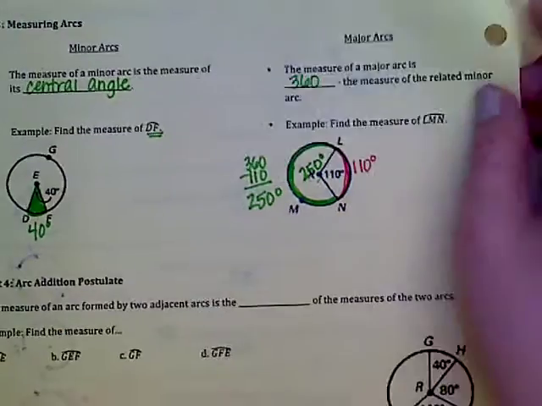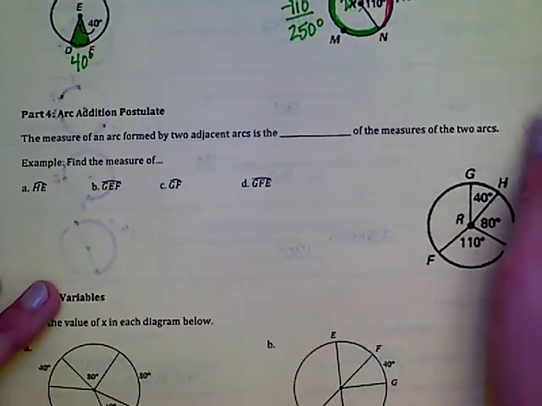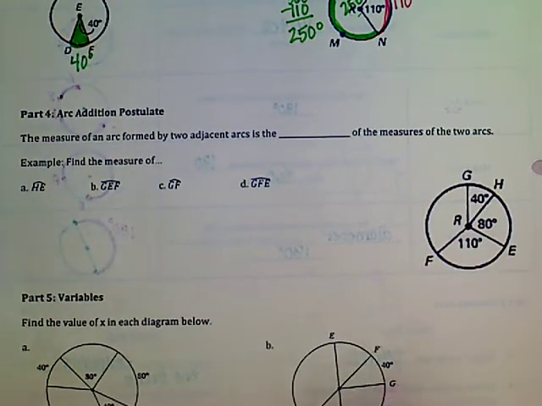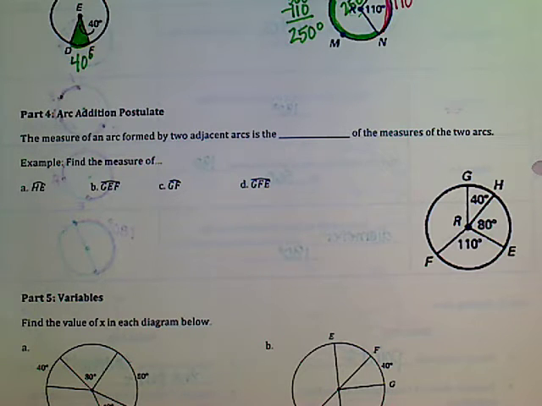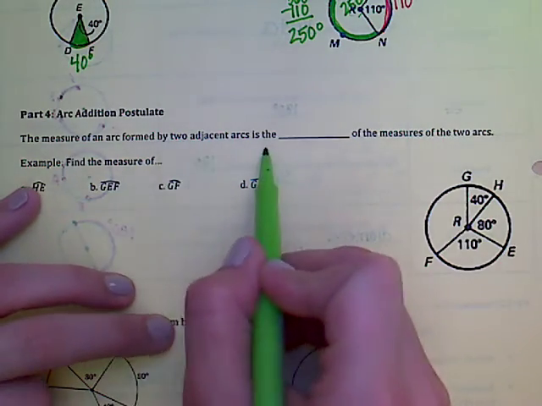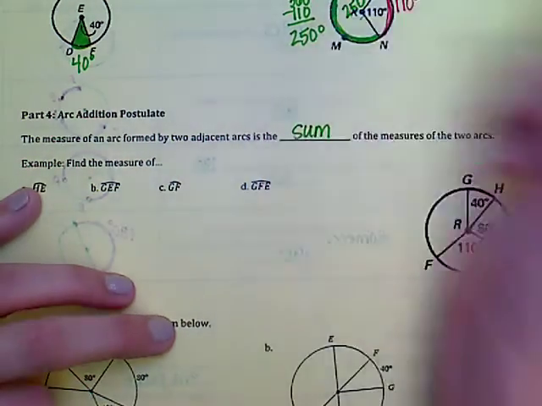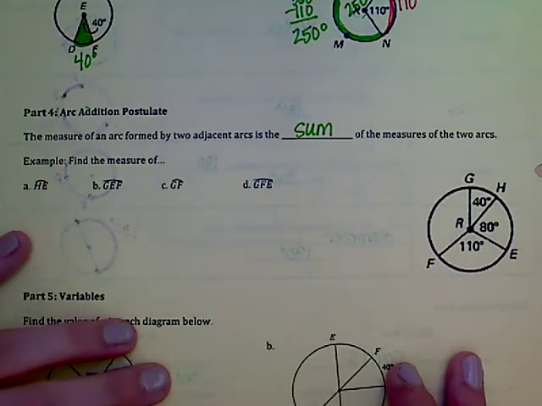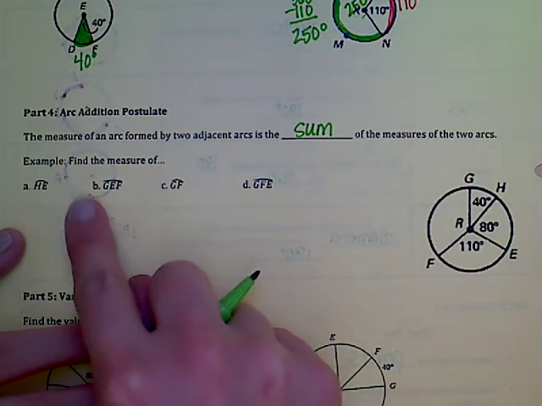All right, we have two smaller parts left here. Part 4 is the arc addition postulate. If you think back to one of our first chapters, we talked about angle addition postulate and segment addition postulate. Now we're talking about arc addition postulate. All we're doing is adding two or more smaller things to equal a whole. This one says the measure of an arc formed by two adjacent arcs is the sum of the measures of the two arcs. So it says find the measure of arc HE.